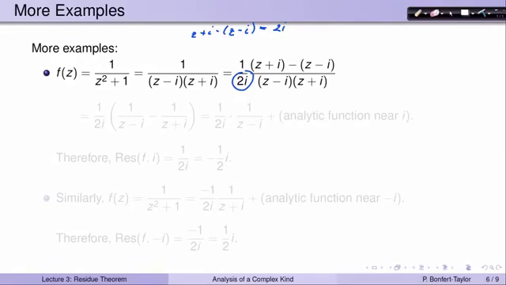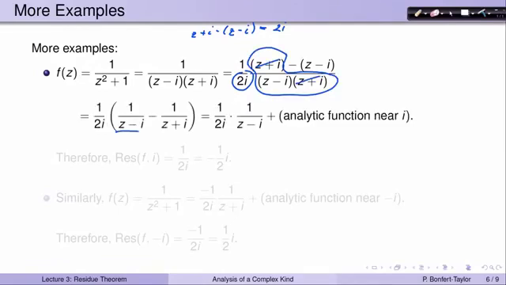I can now pull the fraction apart at the negative sign, and I notice that when I look at the first fraction, the z plus i term cancels out, and I'm left with 1 over z minus i. And if I look at the second fraction, the z minus i terms cancel out, and I'm left with 1 over z plus i. 1 over 2i is in front of it, and so here's my partial fraction decomposition of the function f. This function has isolated singularities at z equals i and z equals negative i.